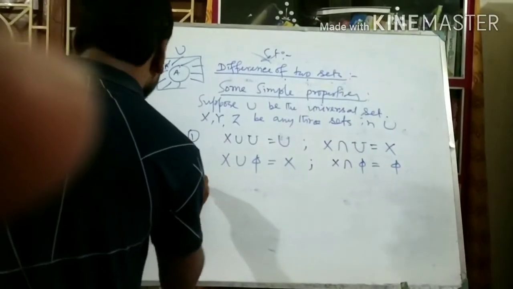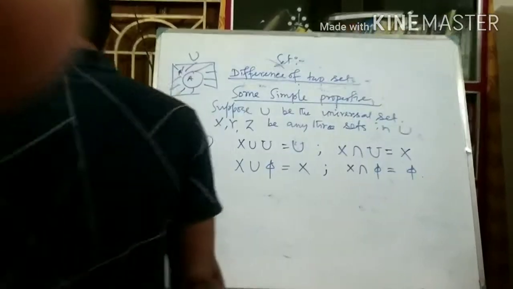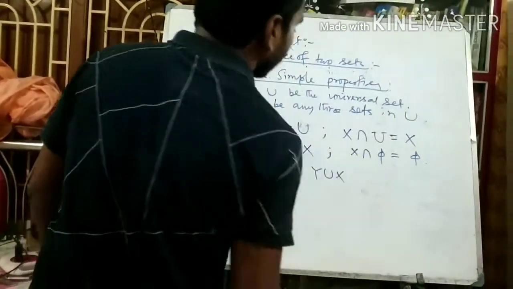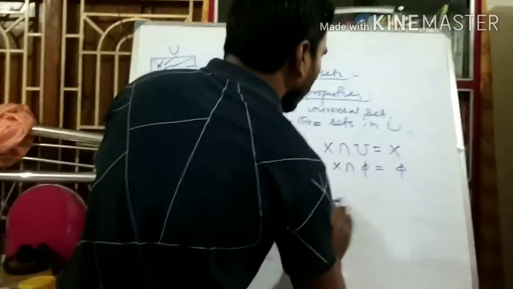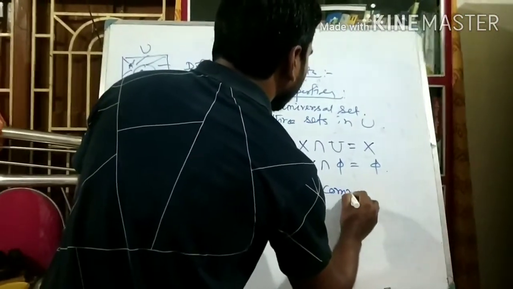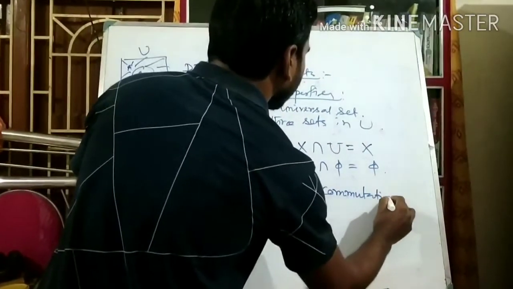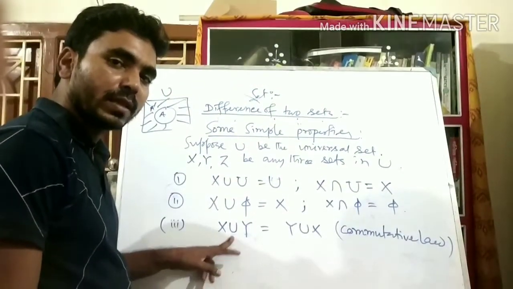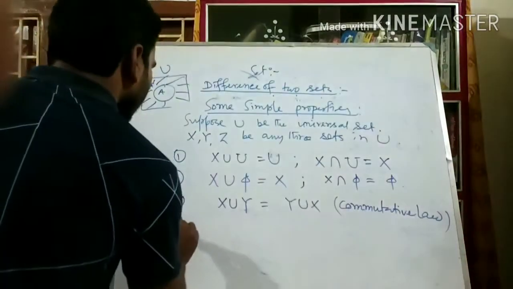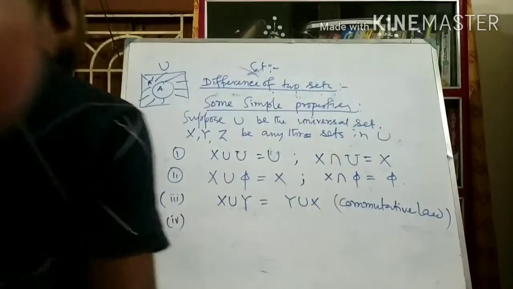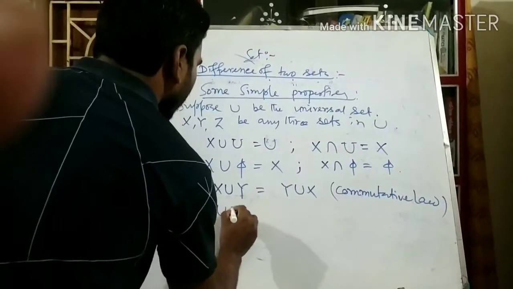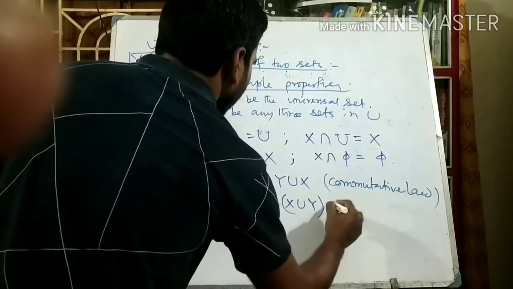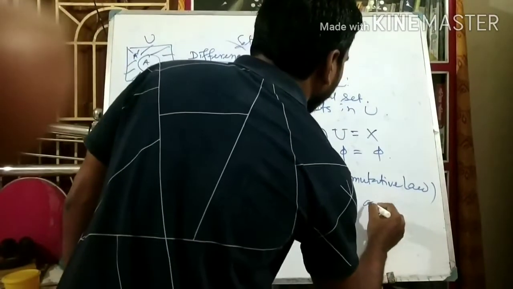Number three, X union Y is equal to Y union X. This law is called commutative law. So the operation union of two sets is commutative. Number 4, associativity means X union Y union Z is equal to X union Y union Z. This is called associative law.